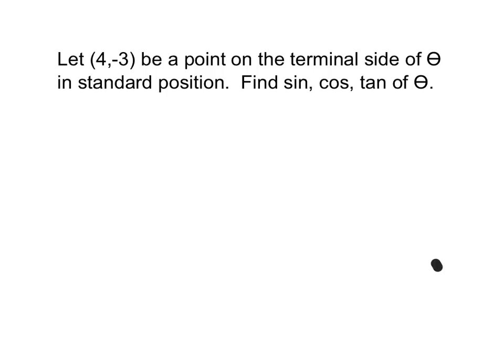So let's look at another example. It says that I have a coordinate (4, -3). It's a point on the terminal side of my angle theta in standard position. So the very first thing I'm going to do is draw it. (4, -3) would be in the fourth quadrant, and there is the point on the terminal side of my angle in standard position. I don't like where that went.